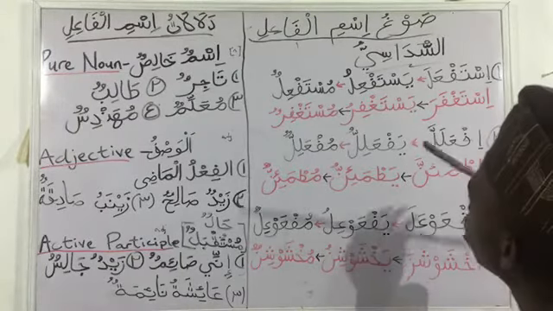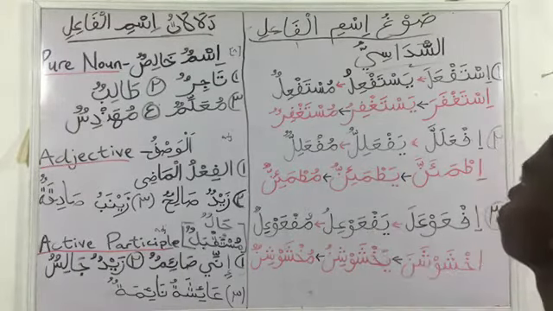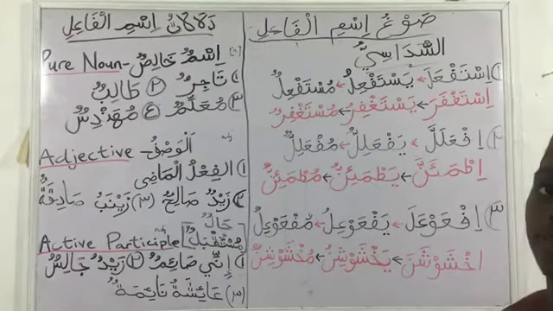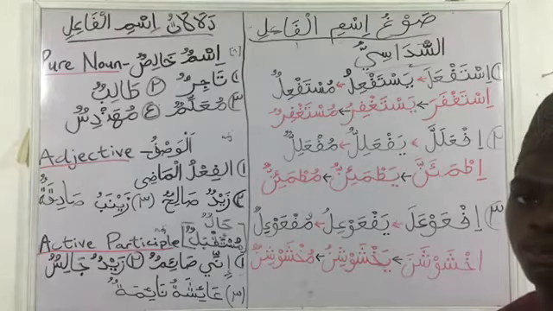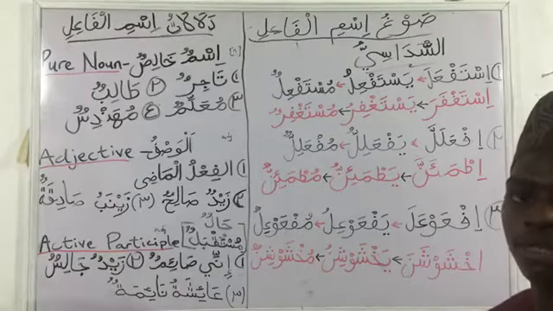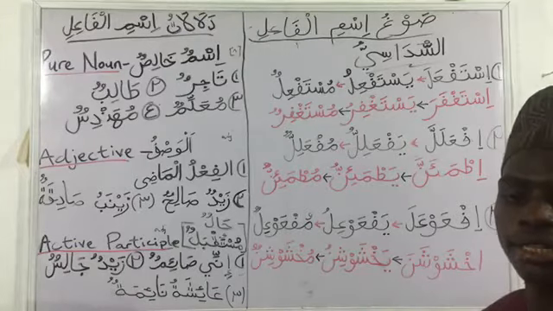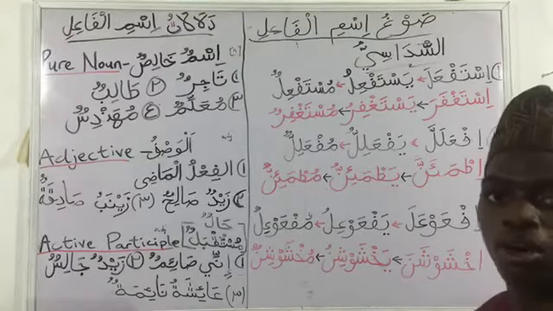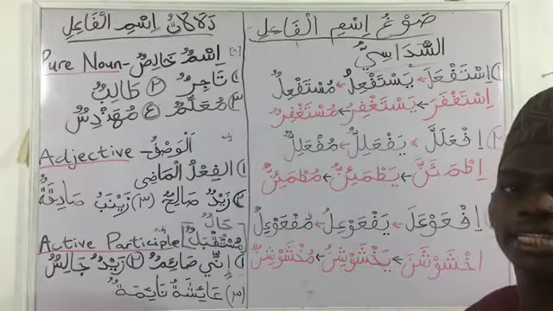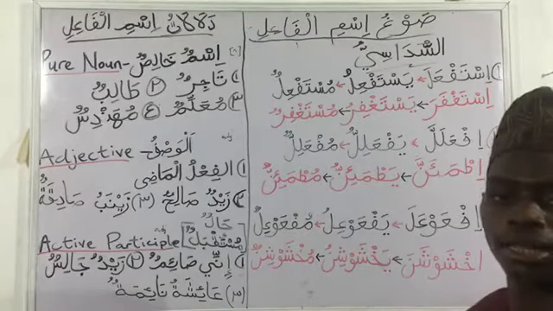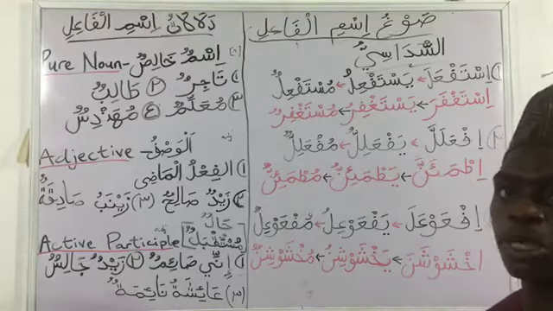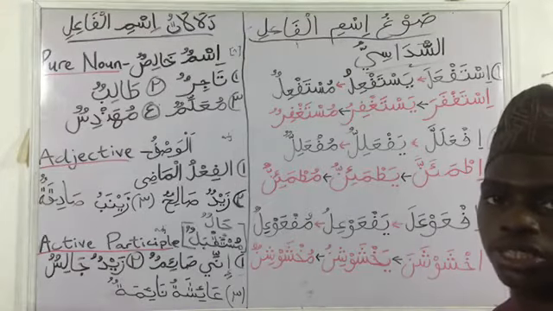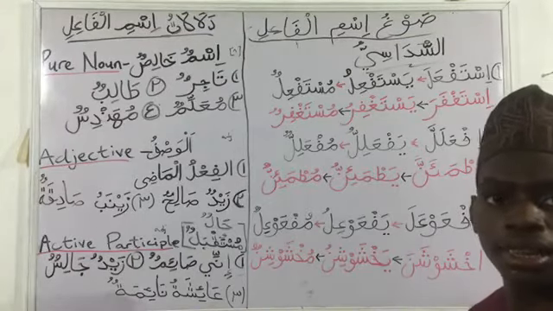So at this moment we have learnt how we can form our Ismul Faa'il from the 3-lettered verb, the Sulasi, 4-lettered verb, the Rubai, 5-lettered verb, the Khumasi, and the 6-lettered verb, the Sudasi. And this is a very important topic because the Ismul Faa'il is a basis for so many other things in Arabic, as we will later continue to learn. So it is important for us to set this foundation, and that is why we have devoted 3 classes for today.